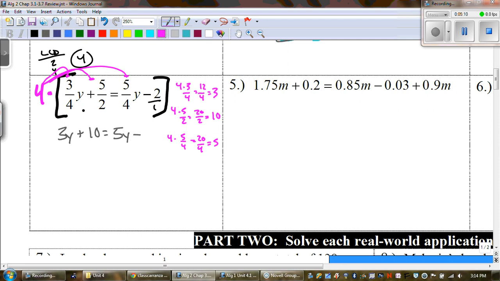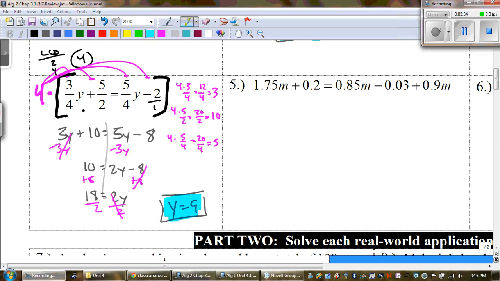And the last one, 4 times 2. 4 times 2 is 8. I'm not going to do that. Okay? Now the rest of this, you guys can do all on your own. So I'm going to pause the video. You should too. Solve it, and let's see what you get. Good luck. All right, when you're all done, you should get that y equals 9.